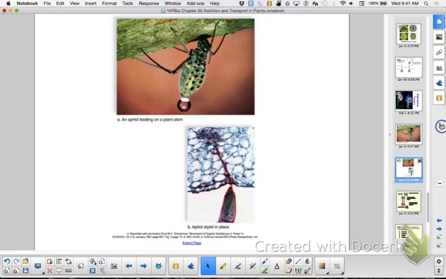If you like maple syrup, they wait until the sugars start running in the winter, and that's when the sugar's coming up from the roots. That's the sweetest sugars to get. They tap in and drain off the phloem in that way.